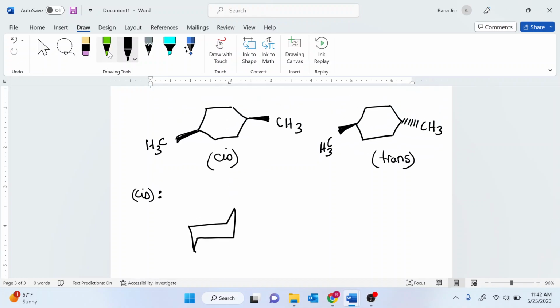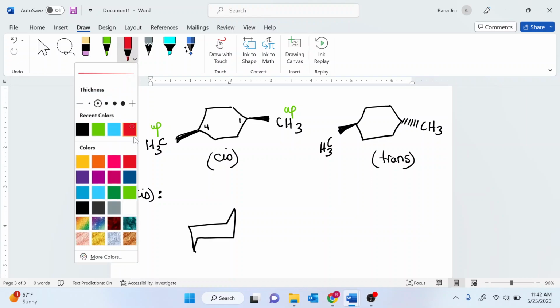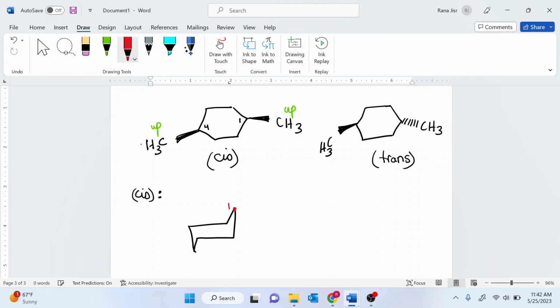As we did before, we're going to locate where the CH3 is. This is up, this is up. So this is on carbon number 1, this is on carbon number 4. Let's go ahead and label our carbons. I'm going to make this one carbon number 1 and this one carbon number 4.